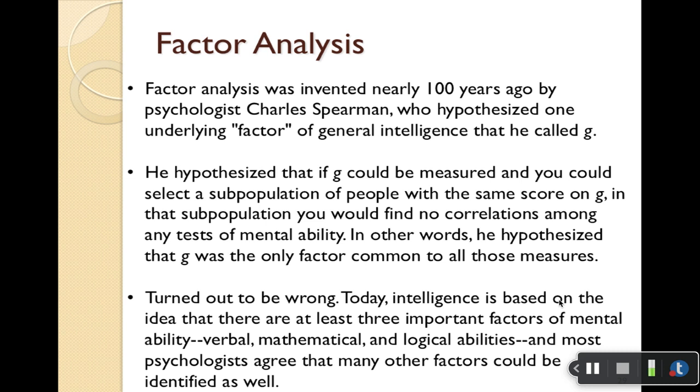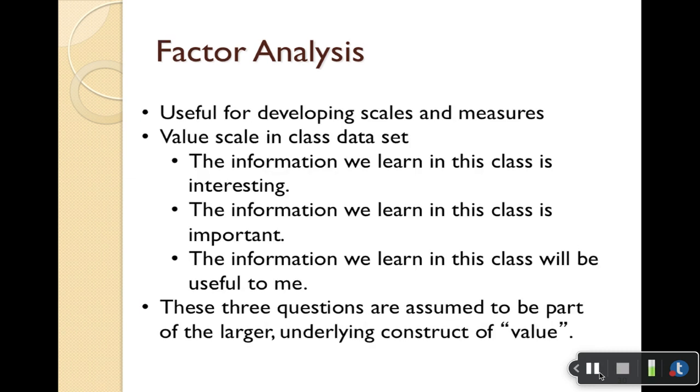So he actually turned out to be wrong because we know today that intelligence is multifaceted. So there's verbal intelligence, mathematical, some people talk about social intelligence or emotional intelligence. So it's this idea that there are a lot of other factors rather than this giant master factor of G intelligence. So that's kind of your fun trivia on where factor analysis comes from.